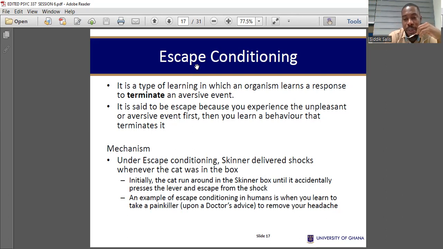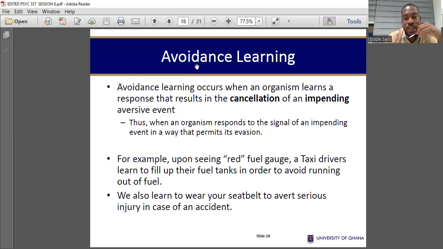So the thing has already happened, okay? Next is avoidance learning. With avoidance, the thing is now coming. There are symptoms. So with avoidance, the key word here is symptoms. There are symptoms, so you need to get rid of it.